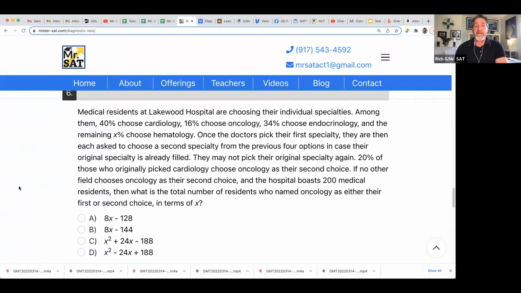Medical residents at Lakewood Hospital. We got to read a book here. All right, just one half sentence at a time. Medical residents at Lakewood Hospital are choosing their individual specialties. Got it. Among them, 40% choose cardiology, 16% choose oncology, 34% choose endocrinology, and the remaining X% choose hematology.